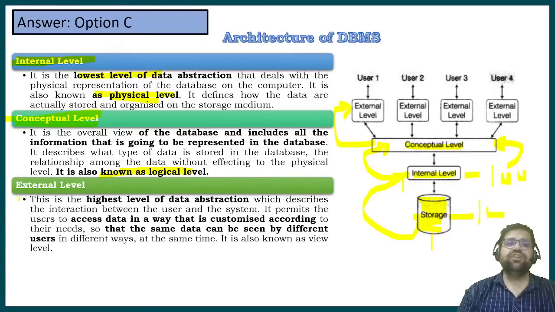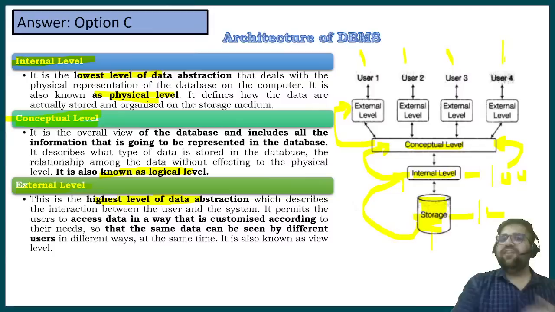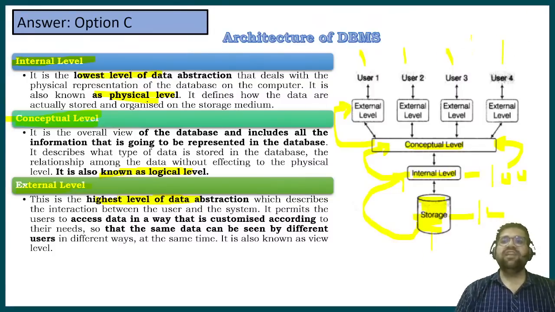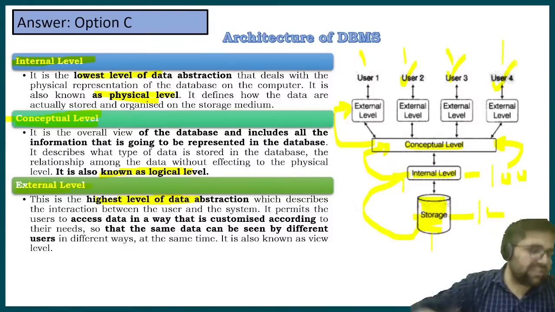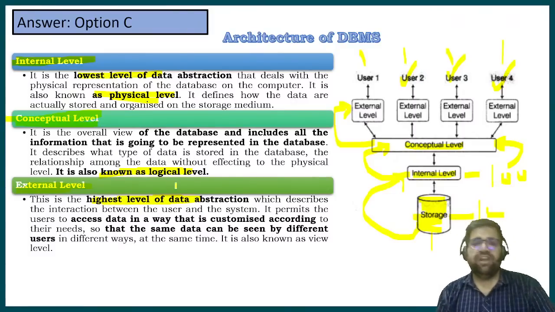And then comes the last level, which is your external level. This is the highest level of data abstraction. Why? Because here different users are able to see it. For example, I want to analyze the marks of different students. Anchis sir wants to analyze the marks. So I am user 1, Anchis sir over here is user 2, Ekta ma'am can become user 3, and other teachers Shamli ma'am or Diksha ma'am can become user 4. So you have to remember all these yellow highlighted words because they will help you in scoring good as well.